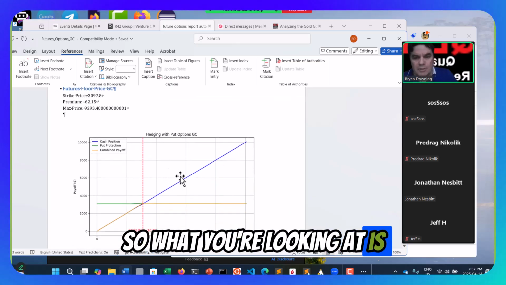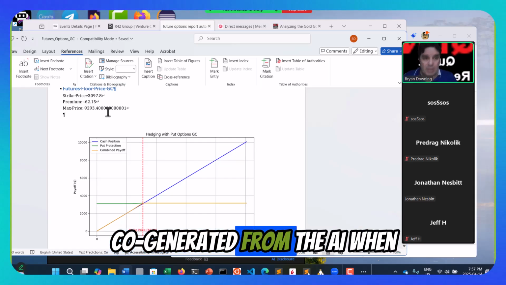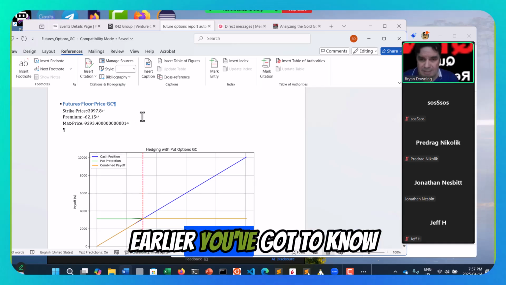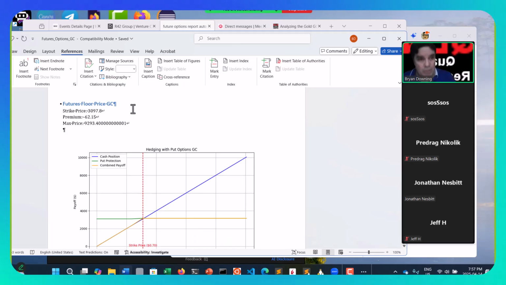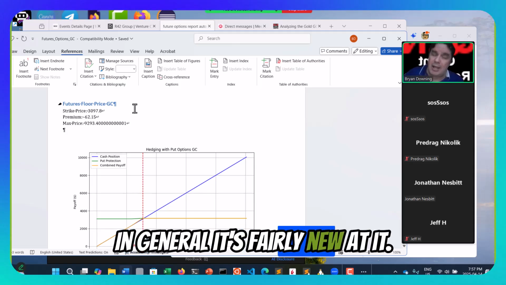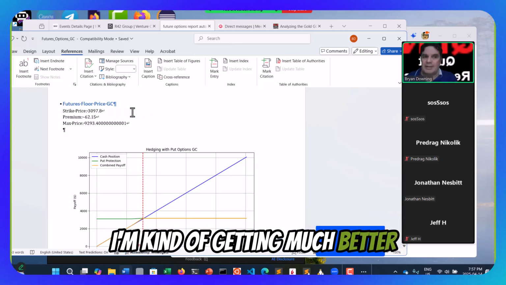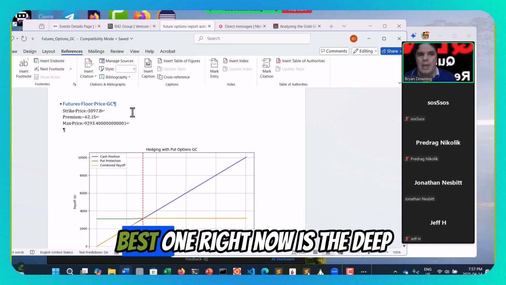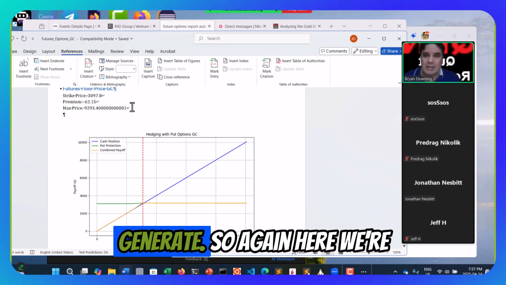So what you're looking at is gold. Depending upon how sophisticated I get with the code generated from the AI, as Predrag mentioned earlier, you've got to know what you're prompting to be able to generate this stuff. In January, I was fairly new at it. I'm getting better at it. In fact, I'm getting much better at it, but it just depends on the code generated. And as I said, the best one right now is DeepSeek. It's very sophisticated in what it can generate.